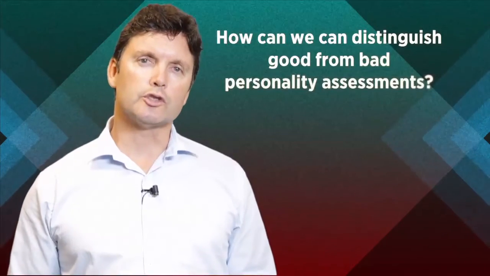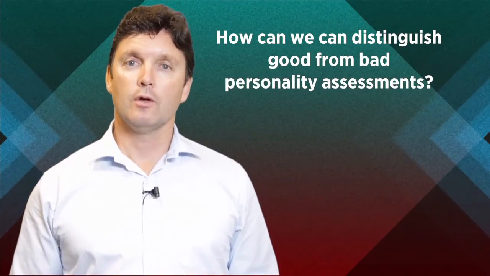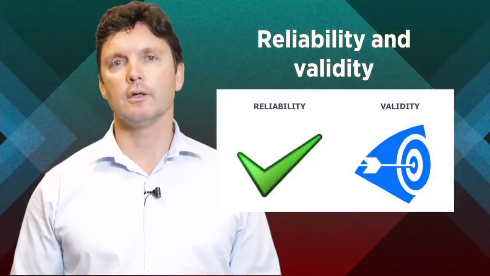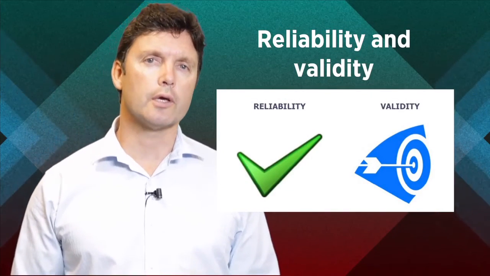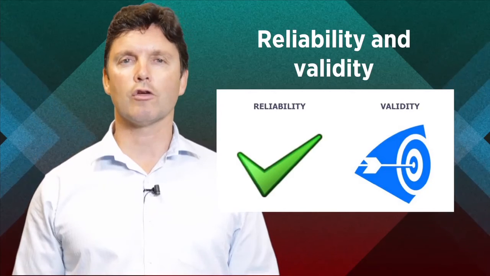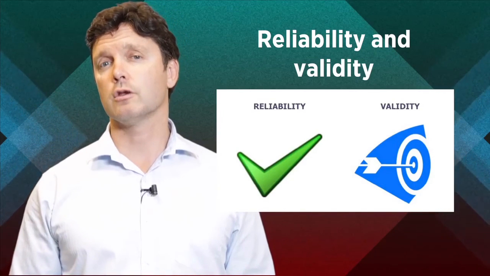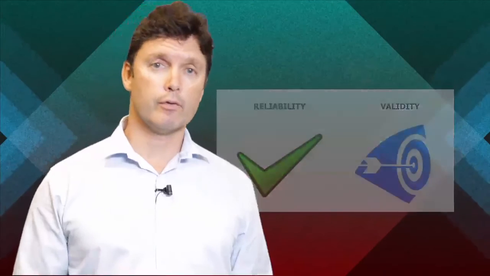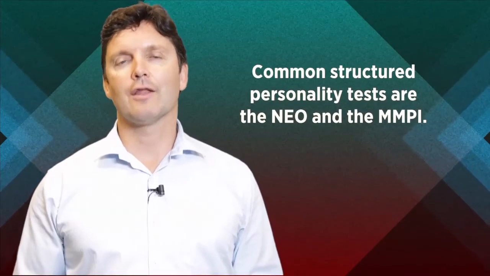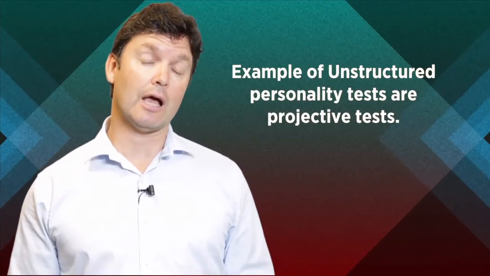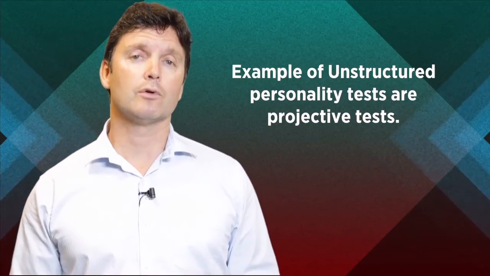So how can we distinguish good from bad personality assessments? Well, two criteria for evaluating all tests, including personality tests, are reliability and validity. Keep these dual criteria in mind as we examine the two major types of personality tests, structured and projective tests, or structured and unstructured tests. Some common structured personality tests are the NEO and the MMPI. An example of unstructured personality tests are projective tests. Let's have a look at these in more detail.